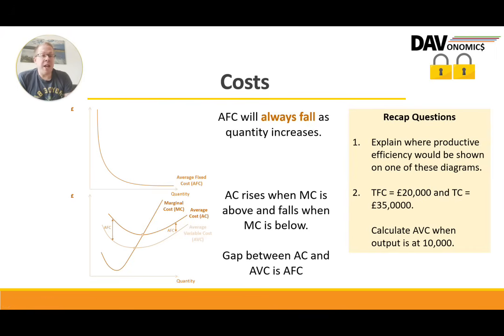Now, really, that's the same for average variable cost. All marginal costs are variable, and therefore it's that same relationship. One of the things you will see is that the gap again relates to fixed costs.